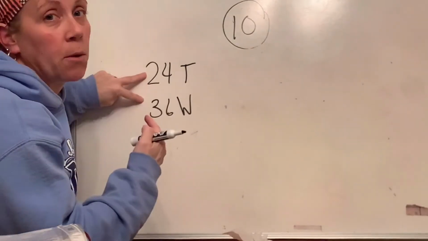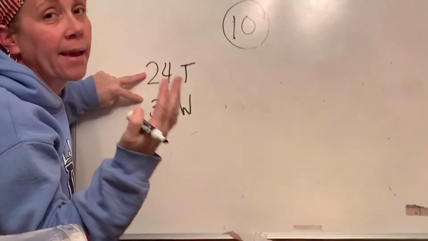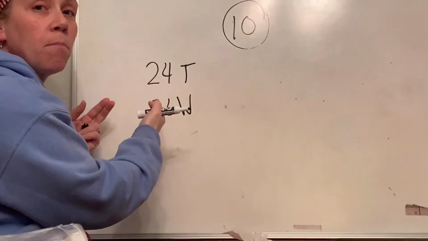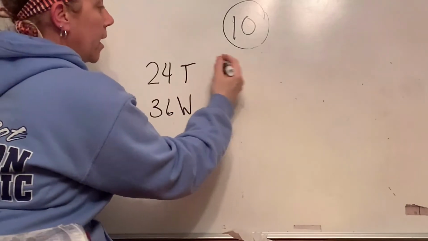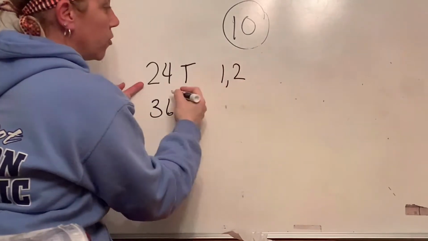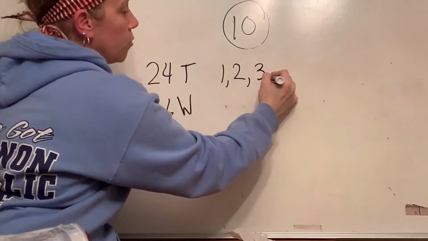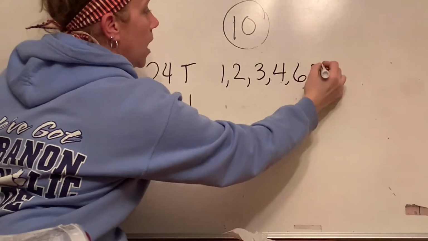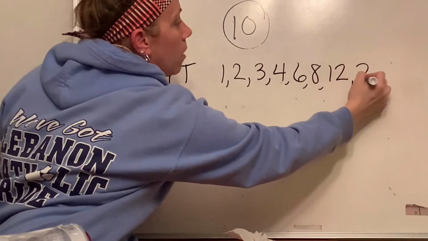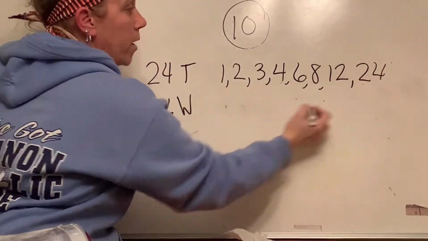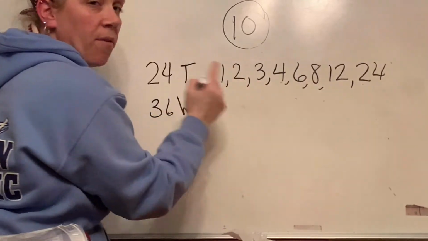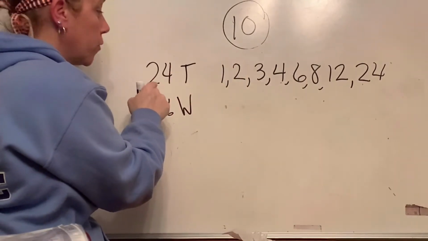So immediately when I look at that, I think 6 and I think 4. But if you can't see that, then you've got to make your factors. So I can come through here and say, what are my factors of 24? 1, 2, 3, 4, 6, 8, 12, and 24. 1 and 24, 2 and 12, 3 and 8, 4 and 6. Those are my factor pairs for 24.